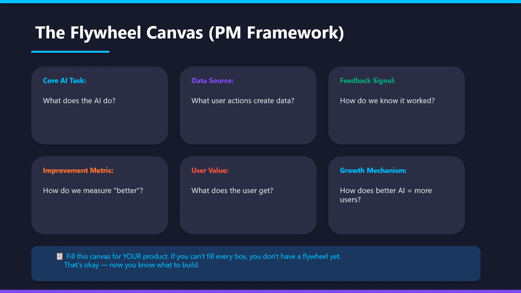Now let me give you a framework to put all this together. I call it the flywheel canvas, with 6 boxes to fill in: core AI task, data source, feedback signal, improvement metric, user value, and growth mechanism. If you can fill all 6 boxes for your product, you have a flywheel. If any box is empty, that's what you need to build next.